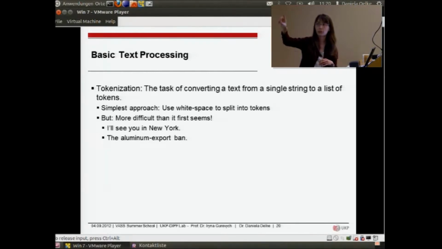Then, next question is, what are we going to do with New York? Is this New and York, or should it be one phrase? And what about something like aluminium export ban? Is aluminium-export one word because it has a dash in between? Or should it maybe even be aluminium export ban? Because this is what you need. So it's not as easy as it seems, but there are algorithms out there. What they usually do is, I think the smarter ones might get the New York thing, but most of them would split, really, use the white spaces.